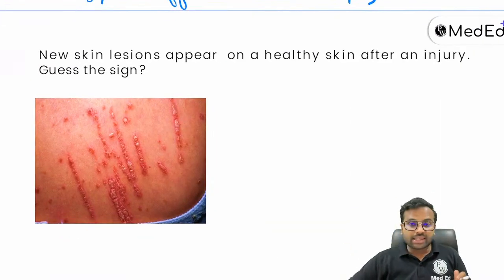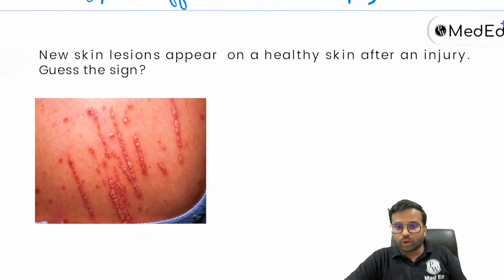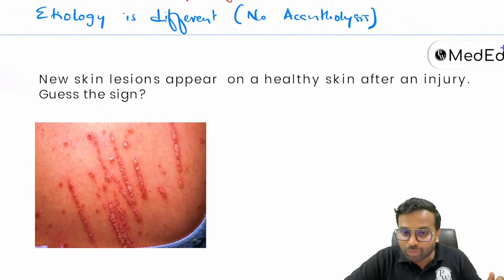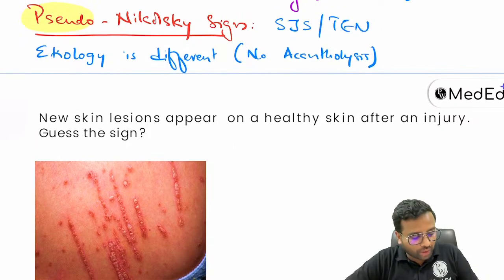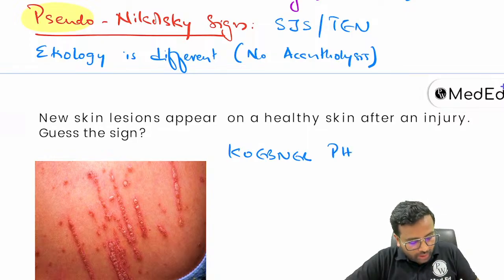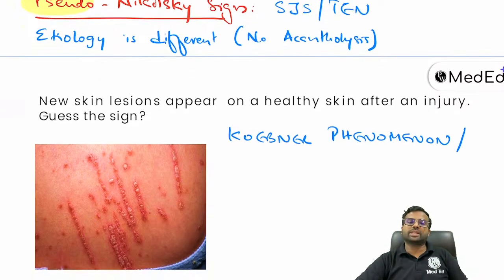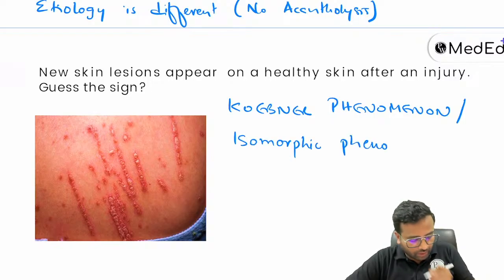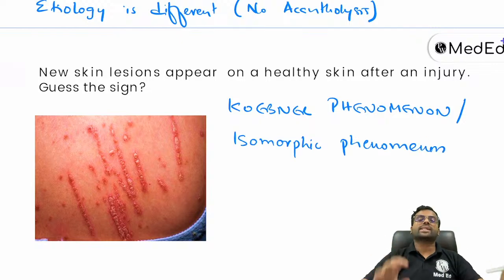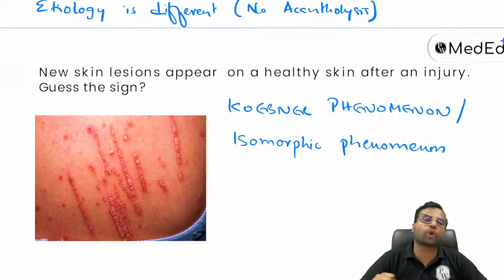Yes, I got the right answer in the chat box. Anybody else? Someone on Telegram who is listening? So here the correct answer should be Koebner phenomenon. It is called Koebner phenomenon. This Koebner phenomenon is also called the isomorphic phenomenon. So what is happening in the isomorphic phenomenon or Koebner phenomenon?